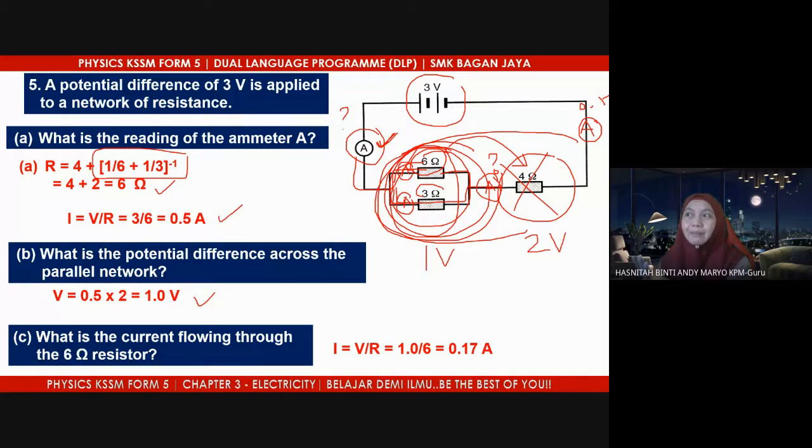Kalau dia sama, ini 6, this one also 6, which means the 0.5 will be divided equally. Okay, 0.25 entering the first one, 0.25 entering the second junction. Then when they meet back here, they combine back to become 0.5 ampere. So 0.5 flows through this 4 ohm resistor throughout this circuit. Okay, can you see now?